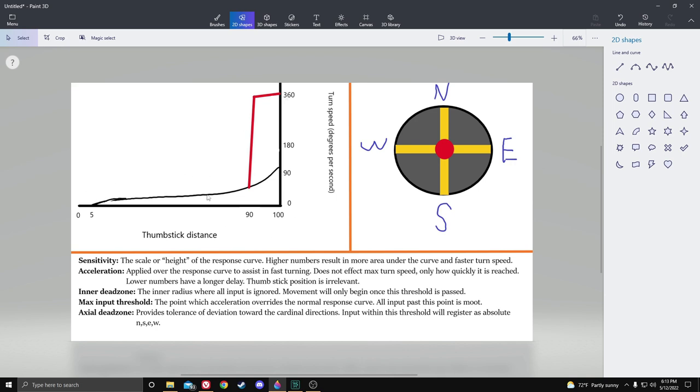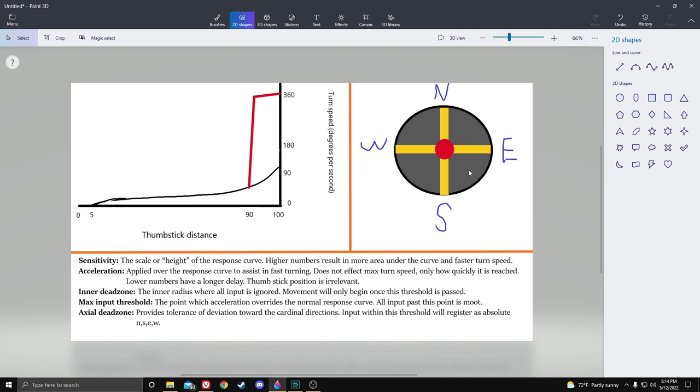There's one more misconception most people have about acceleration, and that is acceleration has no effect on the response curve until you reach your max input threshold. Some people believe that acceleration is consistent throughout the entire thumbstick, that the longer you hold the thumbstick down, the further you go. No, that's not true until you hit your max input threshold. If you move your thumbstick to a given point on your thumbstick, you're just going to move at a constant velocity that doesn't change. Now, the final controller setting that we're going to explain is axial dead zone.